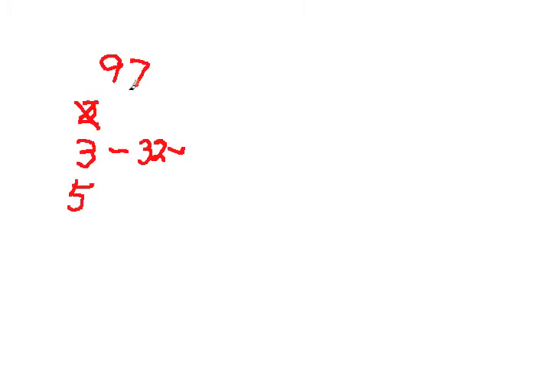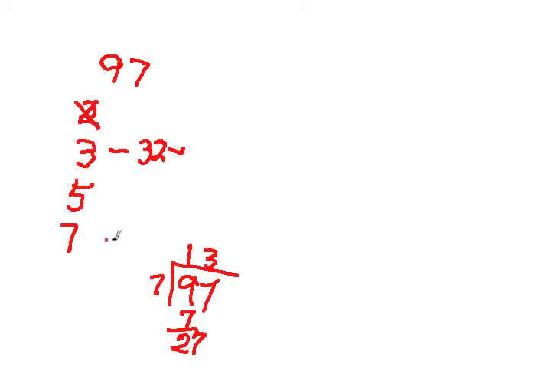And the rule for 5, it has to end in 0 or 5. So it's not divisible by 5. Then 7. Well, you have to do the division. 7 into 97, 1. There's no rule for 7. 27. 4 sevens are 28, 3 sevens are 21. So that's not it then.